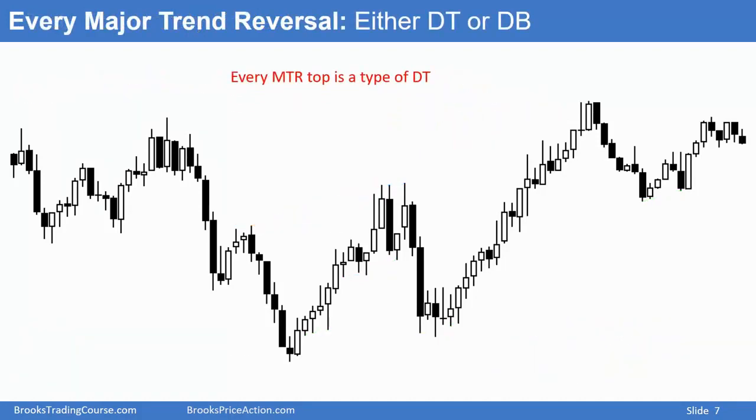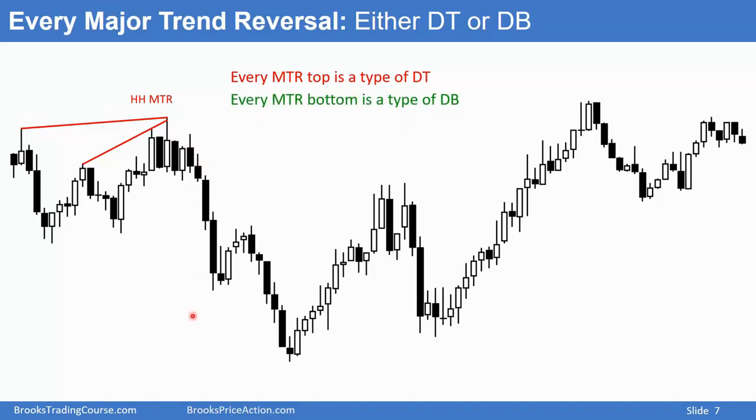Every major trend reversal top is a type of double top. It's an attempt by the bulls to make the bull trend resume, yet the bull trend fails around the prior high and reverses a second time. Let's say there was a bull trend to the left here, and it rallied, and it tried to reverse. It rallied again to a slightly higher high, and reversed again: a higher high major trend reversal.